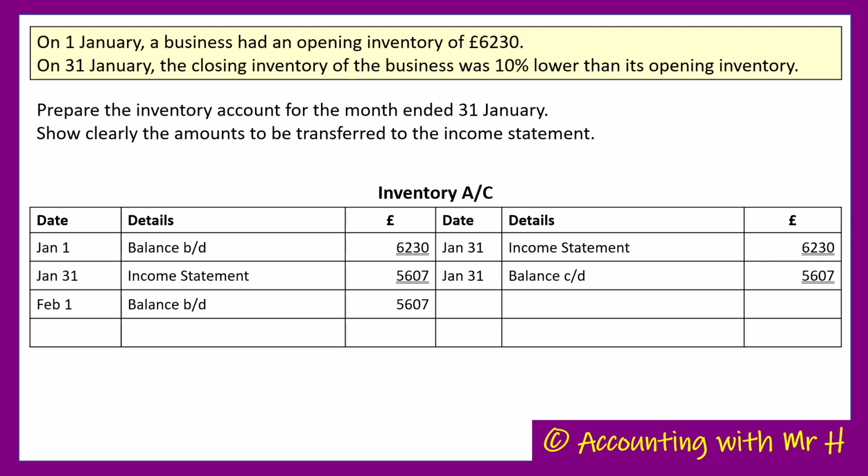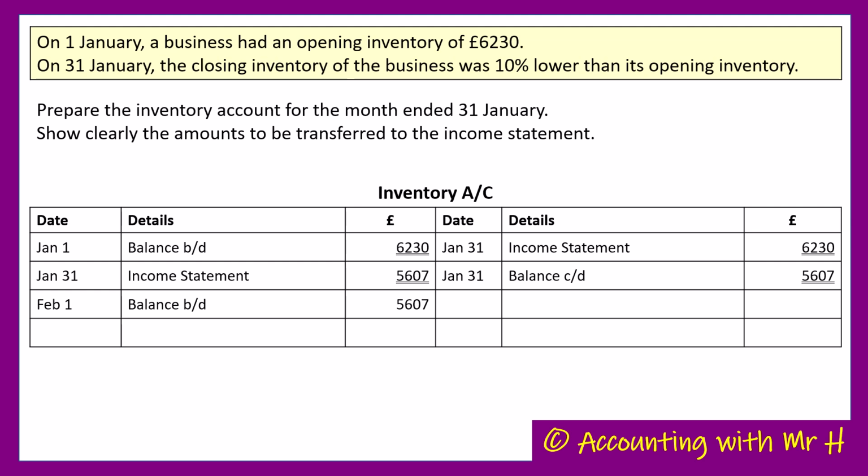And so you'll see that figure at the end of the month gets transferred to the income statement, to the trading section. And hopefully from your knowledge of the trading section of the income statement, you know that in the cost of sales section, we start with the opening inventory. And that's why that 6230 is being double entered there.